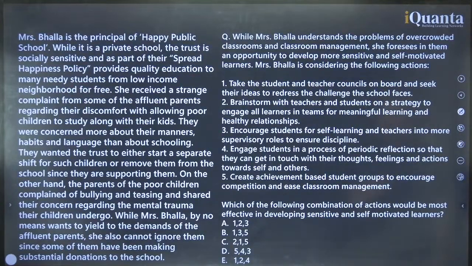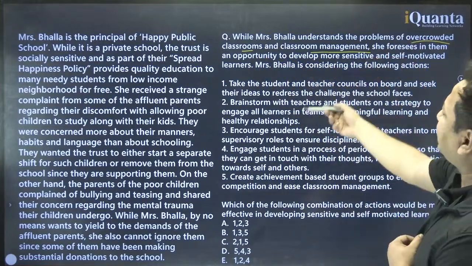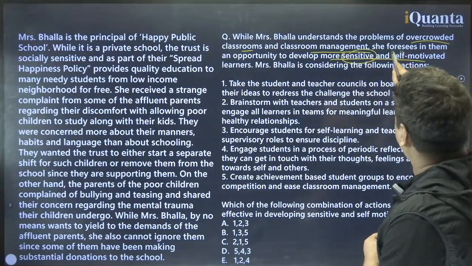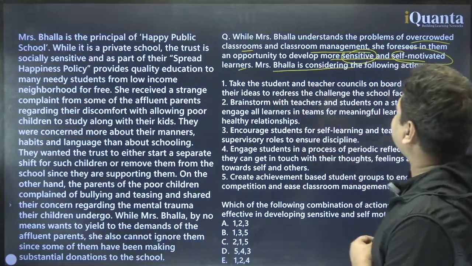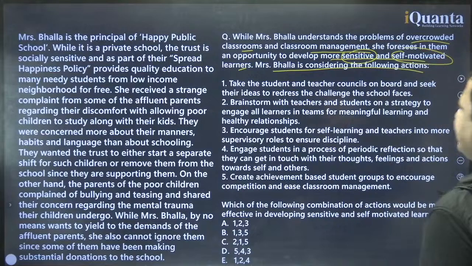Well, Mrs. Bhalla understands the problems of overcrowded classrooms and classroom management. She foresees in them an opportunity to develop more sensitive and self-motivated learners. Mrs. Bhalla is considering the following actions. First, take the student and teacher councils on board and seek their ideas to redress the challenge the school faces.